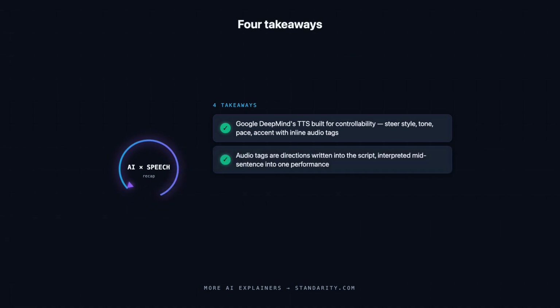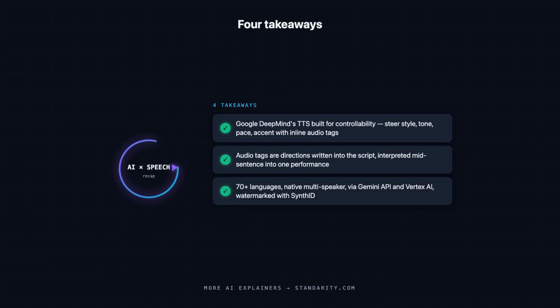Audio tags are the key idea. You write directions straight into the script, and the model interprets them mid-sentence, blending style, pace, tone, and accent into one directed performance. Reach comes standard here, with more than 70 languages and native multi-speaker dialogue, delivered through the Gemini API and Vertex AI, and every clip watermarked with SynthID for provenance.